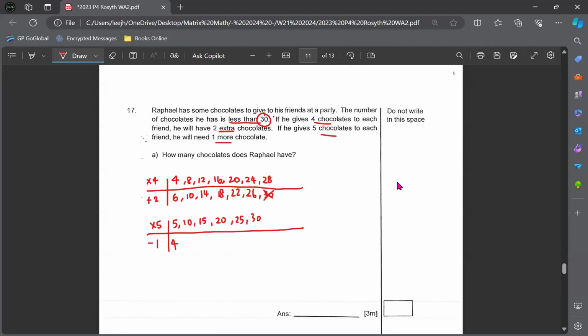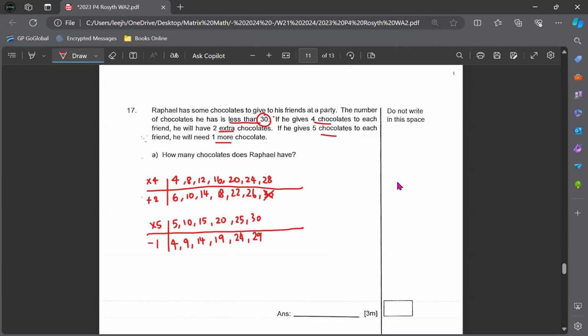So minus 1 is 4, 9, 14, 19, 24, 29. Okay, so that's why I accept 30, because this one is 29.